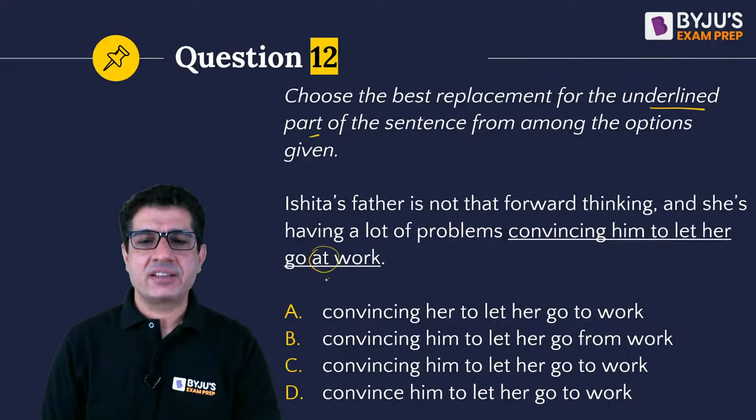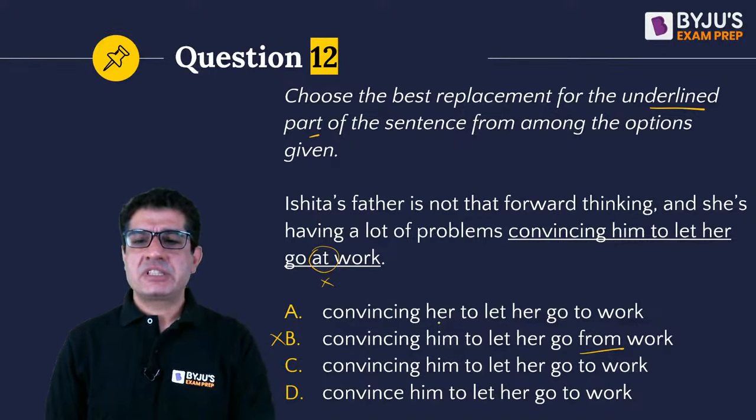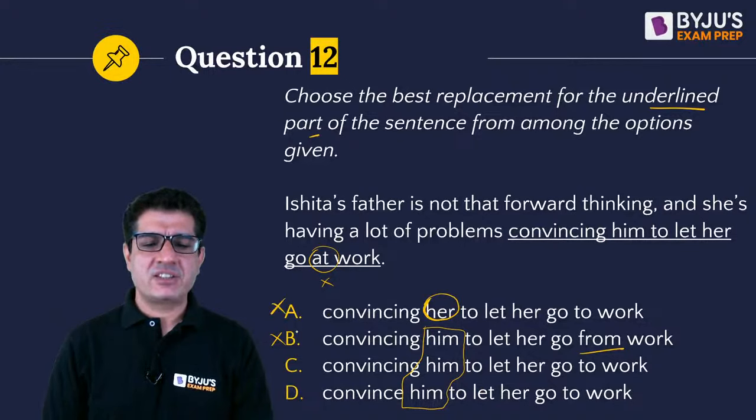So this "at" is incorrect. The rest of them are fine: convincing her to let her go, convincing him, or her. Can we use her? We are talking about father, so A is also ruled out. Between C and D, what is the difference? D has "convince", C has "convincing". So it should be convincing, and therefore absolutely yes, C.